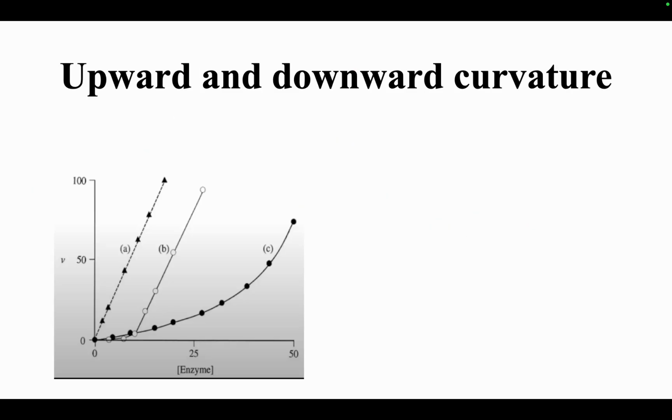Then we get different types of graphs. We have an upward and downward curvature graph. So what do these graphs say? This upward curvature graph here, what does it say? This one is the normal straight line graph. This is how it is supposed to look. But in graph B, as you can see, there is a delay at the initial time points, at the initial enzyme concentration, and then it is increasing linearly.